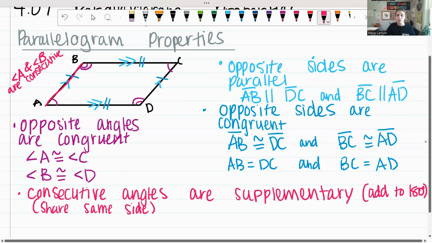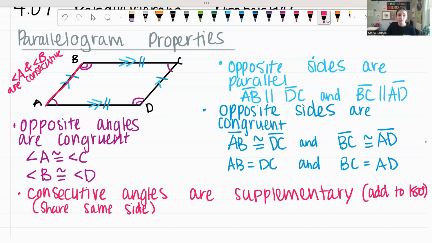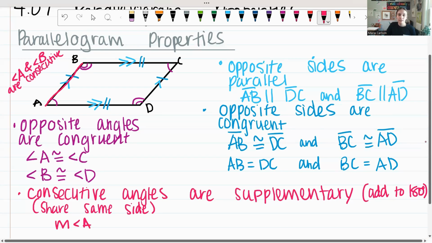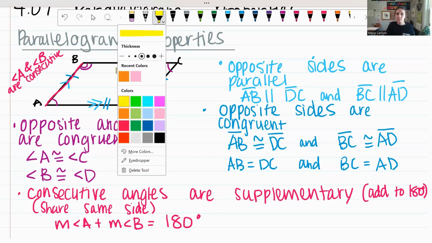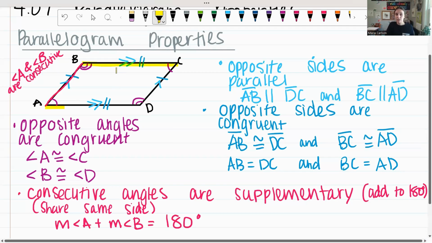Because these angles are consecutive, they are supplementary, which means the measure of angle A plus the measure of angle B is 180 degrees. This is really because of the same side interior angle theorem. We know that BC and AD are parallel, and so this pink line, AB, is a transversal with these two same side interior angles, which must add up to 180 degrees.